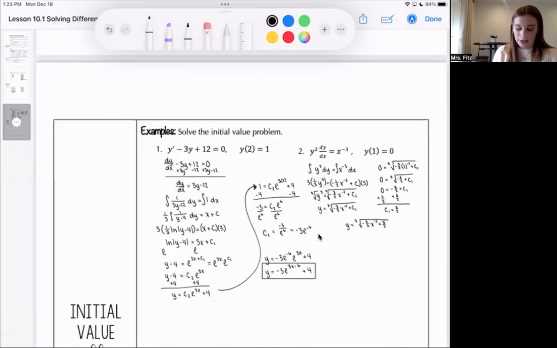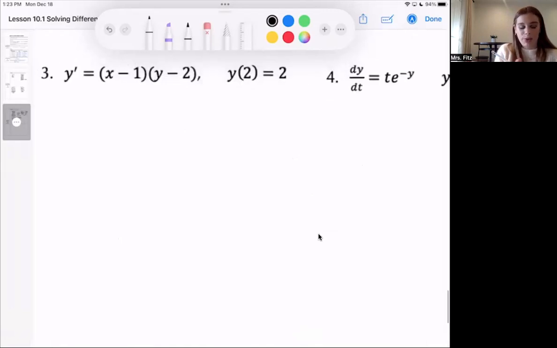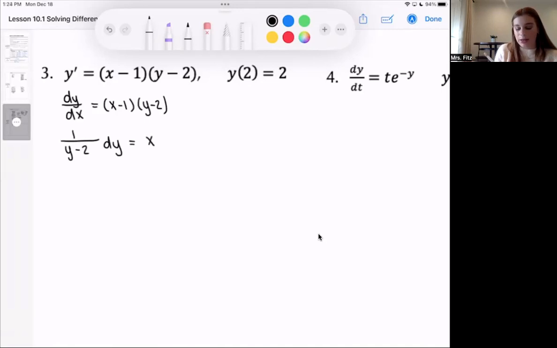Last couple, let's take a look at number 3. Okay, so number 3, let's once again rewrite y prime as dy dx is equal to x minus 1 times y minus 2. We want to separate our variables. So we can divide by y minus 2 and multiply by dx. We end up with 1 over y minus 2 dy is equal to x minus 1, keep those parentheses, dx.